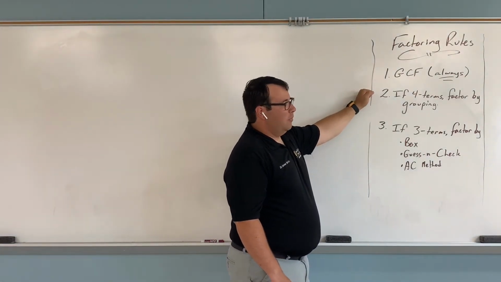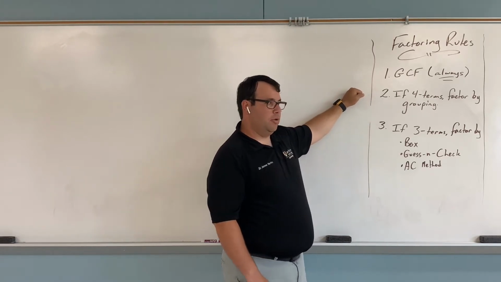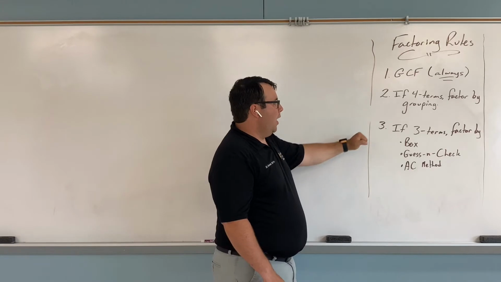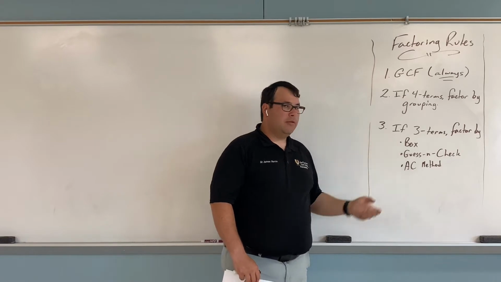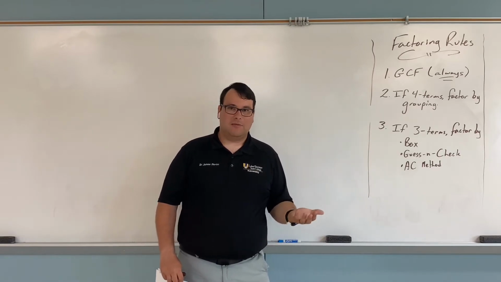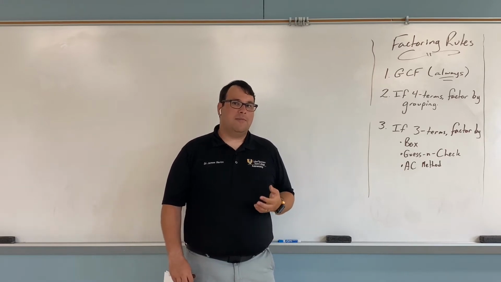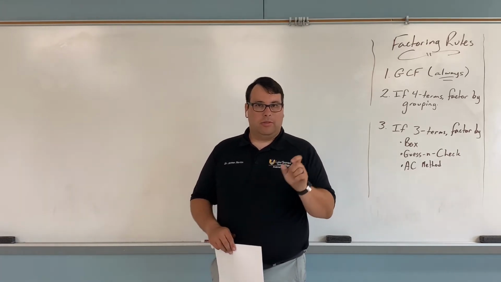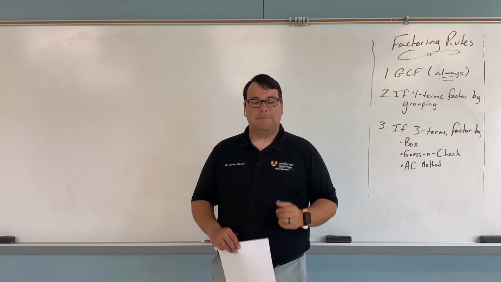The next few steps actually diverge based off of the type of polynomial you're working with. So if you have a 4-term polynomial, you can factor by grouping. If you have a 3-term polynomial, you can use one of 3 different methods: either the box method, which helps you to organize your thoughts, the guess and check, which is really just doing the same thing as the box but doing it mentally, and then you have the AC method. The AC method is a little bit more involved, but it works for a lot of those terms where the A value, or the leading coefficient of the polynomial, is larger than 3, typically.